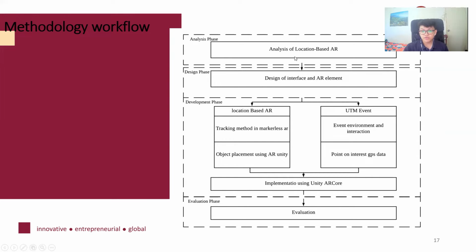During the analysis phase, we will analyze the location-based AR. We want to know the requirements, the non-requirements, and also what is needed to develop the application. In the design phase, we will design the interface and AR elements. The development phase is divided into 2, which is location-based AR, where we study the tracking method in markerless AR and use object placement using AR Unity. And secondly, UTM event, where we study what is needed to replicate an environment. And also we study the point of interest for every GPS data of points of interest in UTM. And then we implement it using ARCore, and then we develop it.